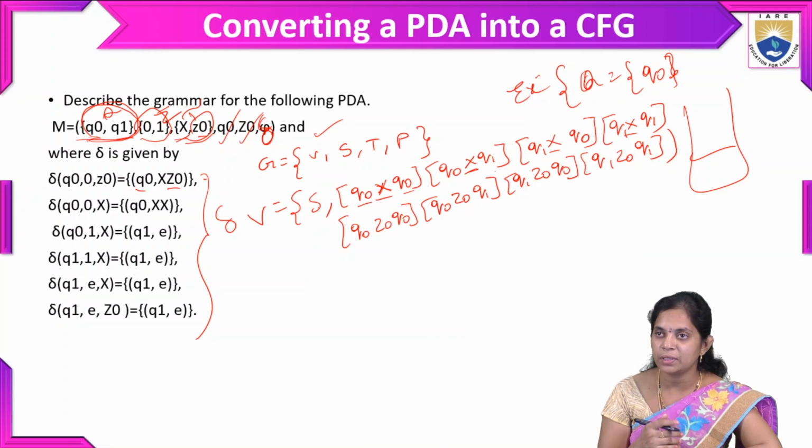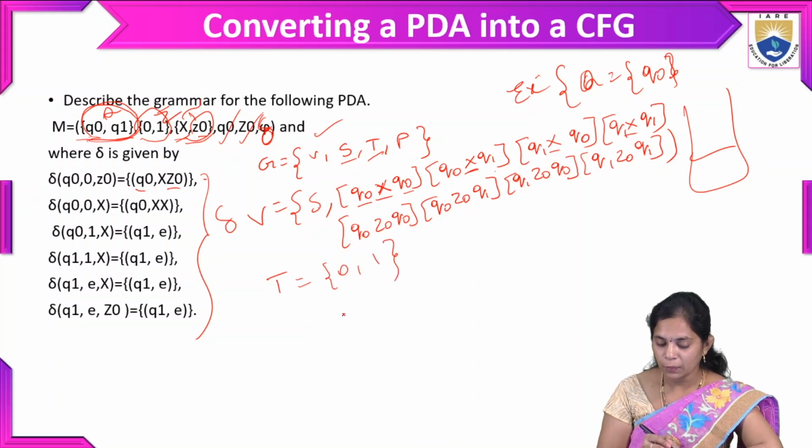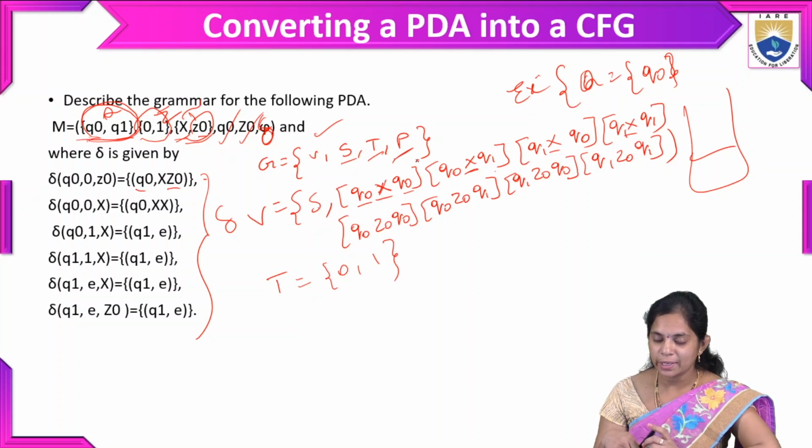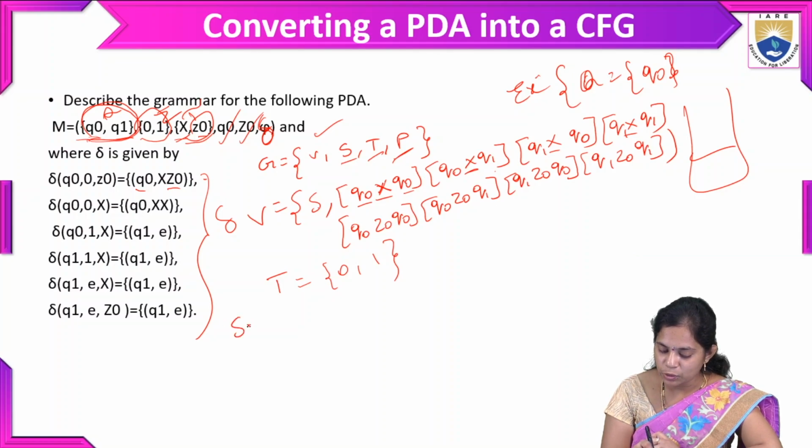And this is the first step. And S is the starting symbol we have, and T is nothing but the terminals. So T is nothing but whatever the values are there, 0, 1. And the productions we need to design. So how to design this production?